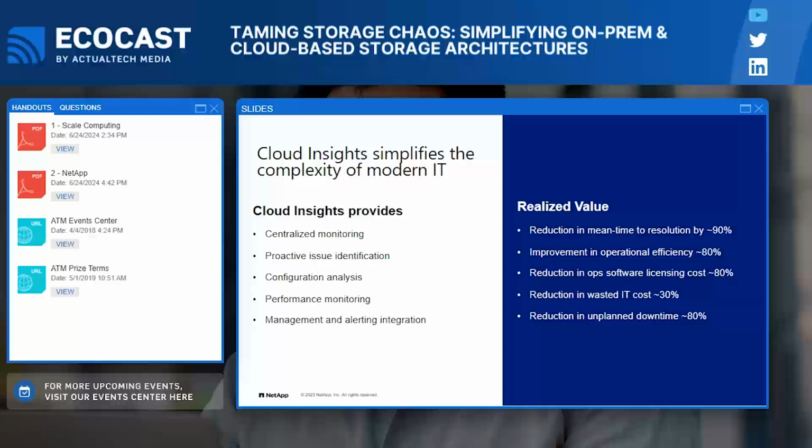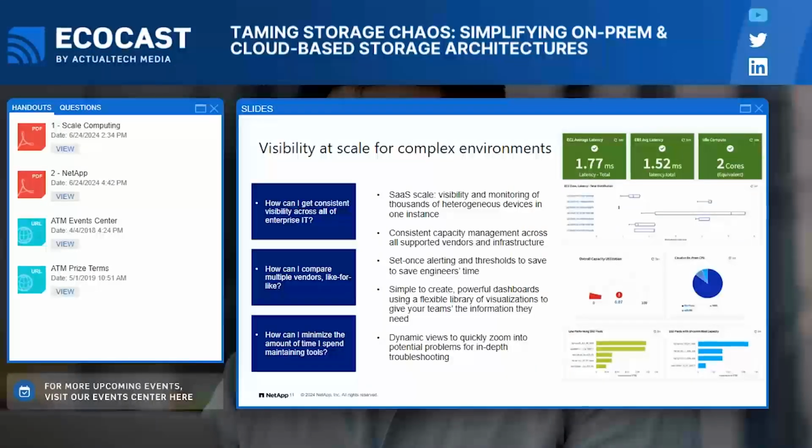So we continue to watch our customers reduce mean time to resolution and unplanned downtime, using a single pane of glass to help you save wasted IT dollars through optimization, reduced operational software costs, and ultimately help your organization become more efficient, all by reducing the complexities of today's IT infrastructure. And you may ask how we do this.